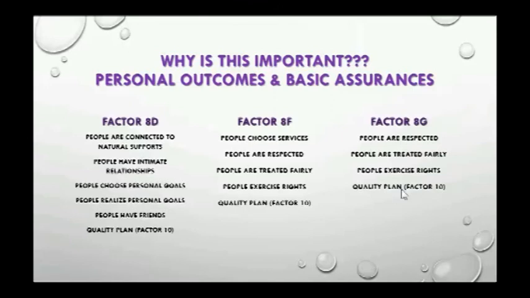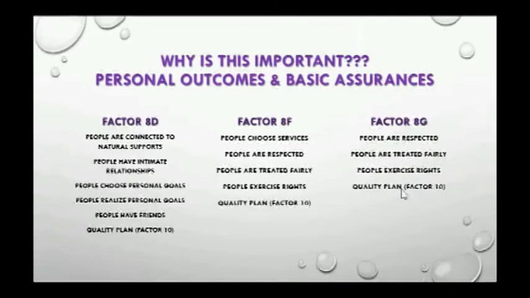When we look at the basic assurances, Factor 8D focuses directly on, or includes, people are connected to their natural supports. People have intimate relationships. People choose personal goals. People realize personal goals. People have friends. And your overall quality plan, which is our Factor 10, is included if we just look at these three things.